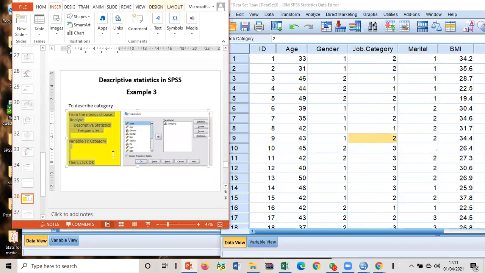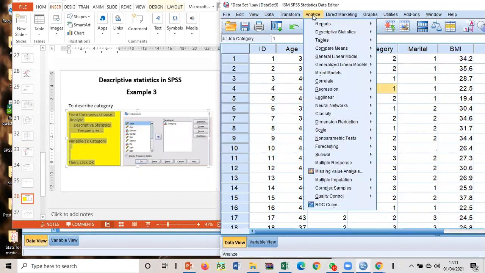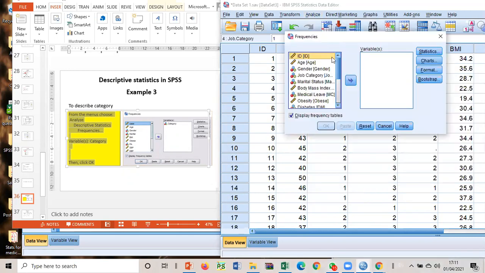Somebody direct me what to do? Analyze. Descriptive statistics. Frequencies. Right, frequency for qualitative variables. Explore for quantitative variables. That's it. All right, which variable? Category. Job category. That's all.